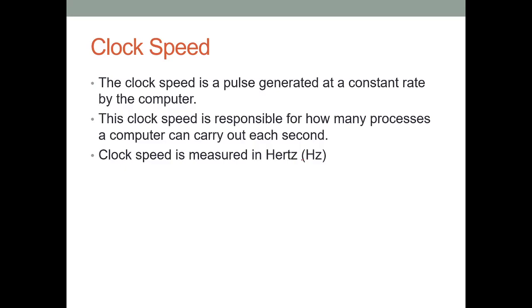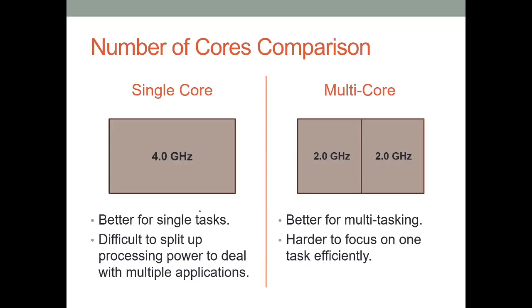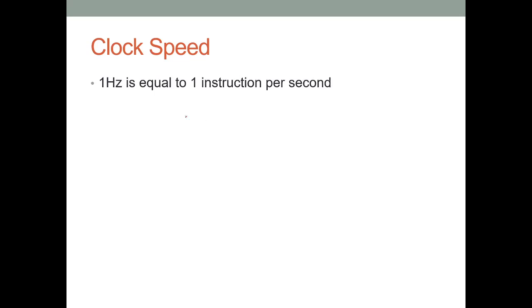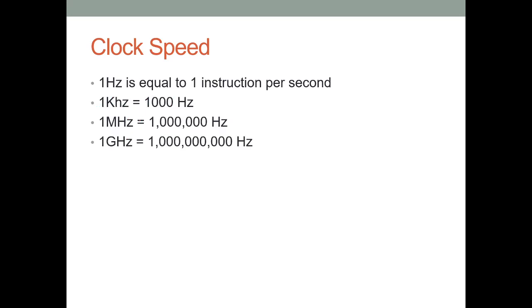The last thing I want to talk about is the clock speed. Just in case you didn't know, this is kind of revision. Maybe I should put this at the start. The clock speed is a pulse generated at a constant rate by the computer. It's measured in hertz, abbreviated as Hz. 1 hertz is equal to 1 instruction per second, and then you've got kilohertz, which is 1,000, megahertz, and gigahertz, which is 1 billion.